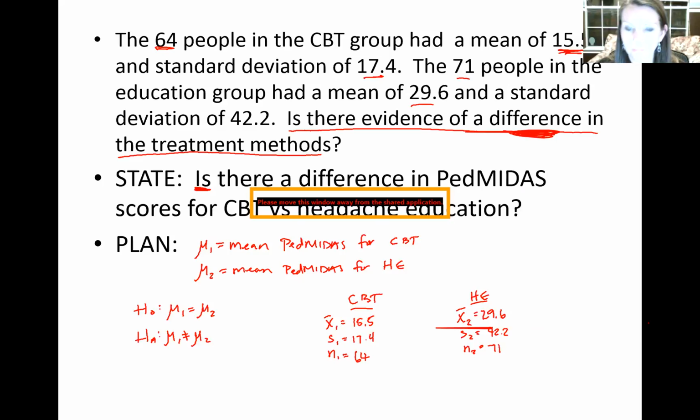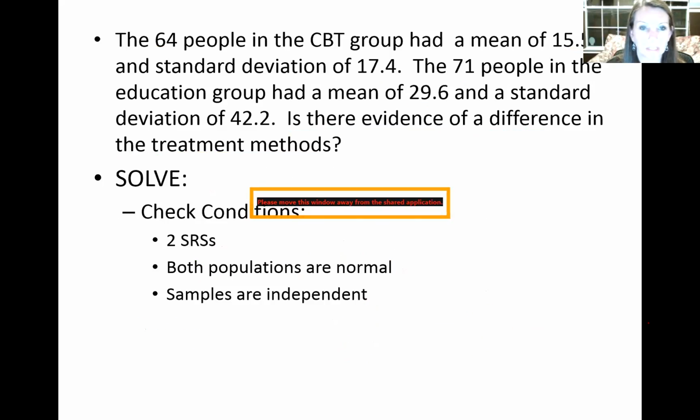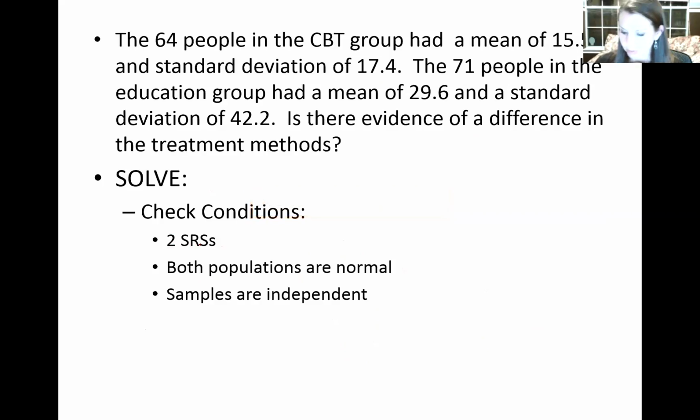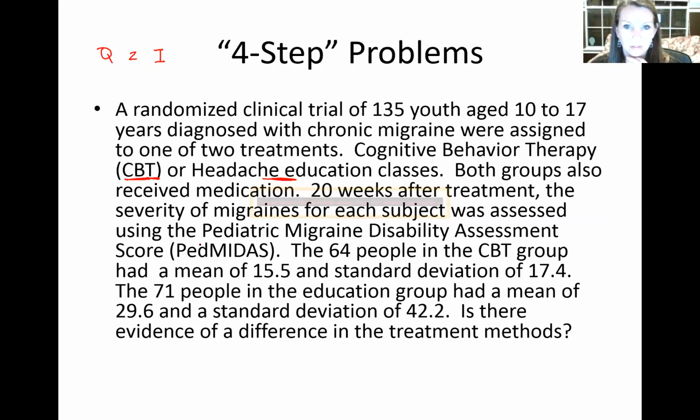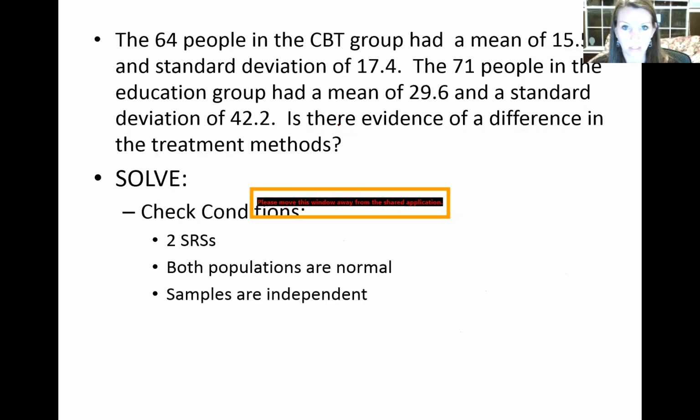All right, so I've gathered everything that I need. I'm ready to move on to step number 3, which is the solve step. Under the solve step, the first thing we do is check our conditions. The first condition is that we have 2 simple random samples. Back here it says that it was a randomized clinical trial of the youth that had this migraine issue. So we do meet the randomization requirement, 2 simple random samples.